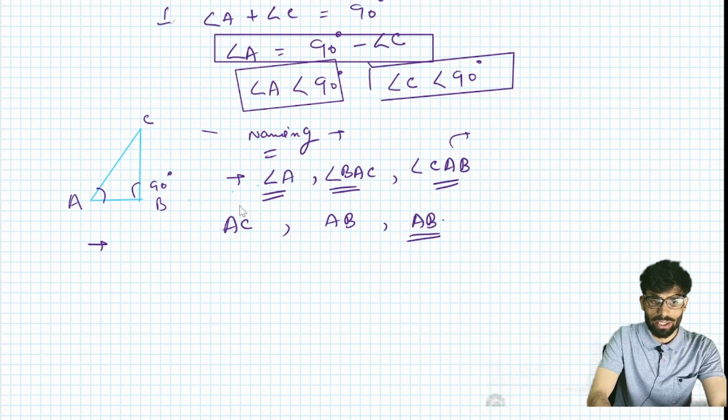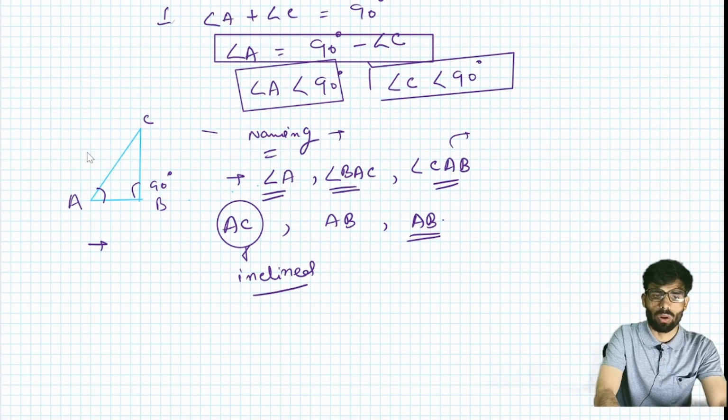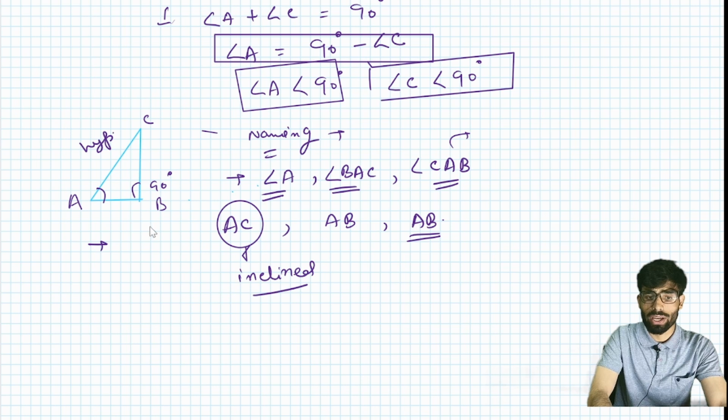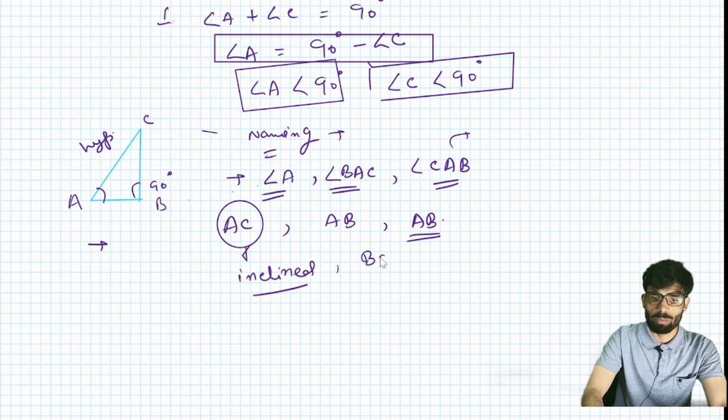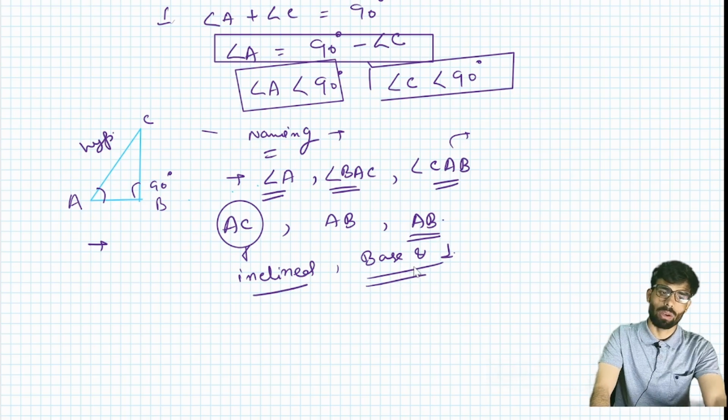Of the three sides, AC is the inclined one. The inclined one will always be called the hypotenuse. And the other two sides are base and perpendicular. But we don't know exactly which side is base and which side is perpendicular.